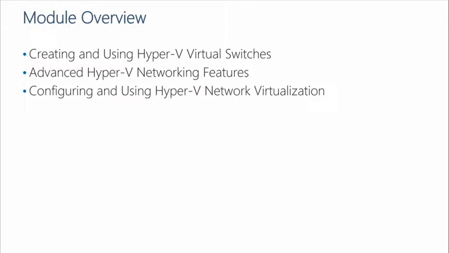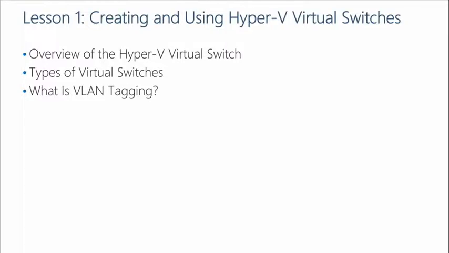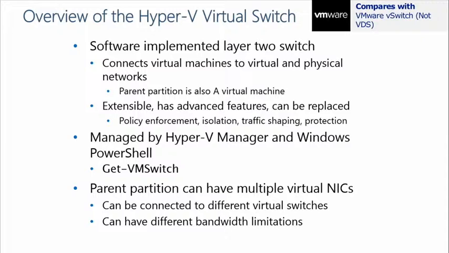So this particular module covers essentially three things: creating and using Hyper-V switches, some of the advanced features for networking, and then looking at using network virtualization at a conceptual level. So to begin, Hyper-V virtual switches. These are the things within Hyper-V that allow VMs and ultimately the host operating system itself to connect to other resources on the network.